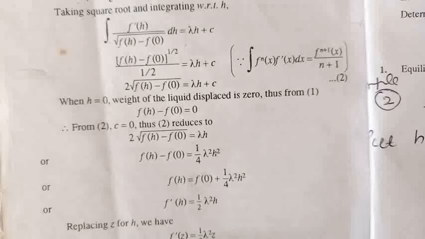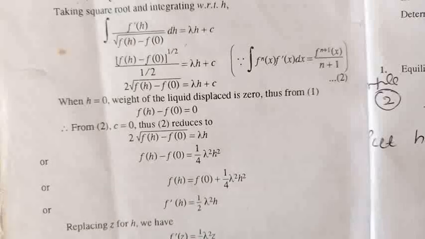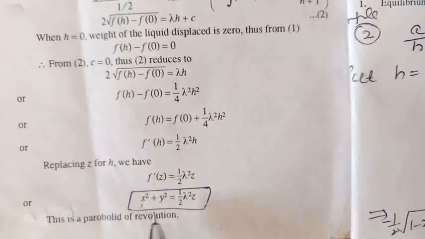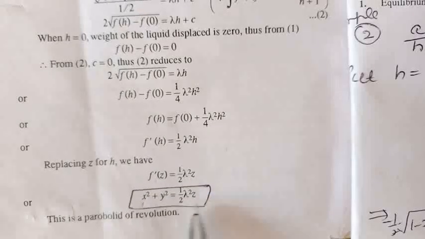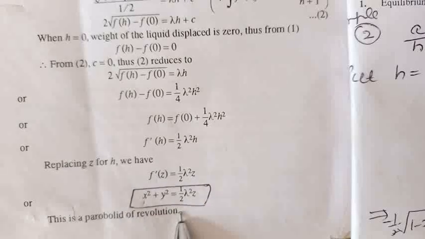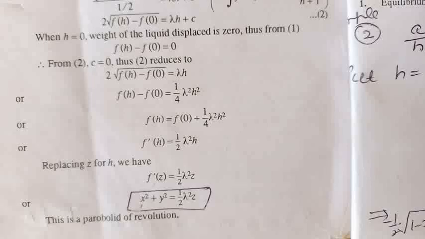Now we can substitute this value of f dash z in the equation which we considered at the start of the solution. So the equation of the solid of revolution is given by x square plus y square is equal to half of lambda square z, which is the equation of a paraboloid. So here the solid of revolution obtained is a paraboloid. So this completes your chapter, the stability of floating bodies, and this completes your third section, and tomorrow we will start section 4.